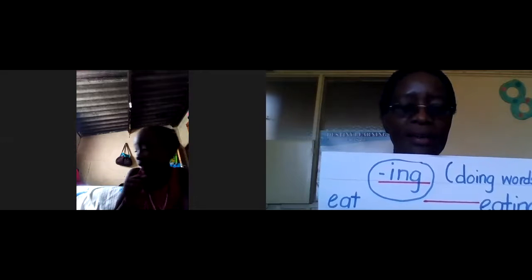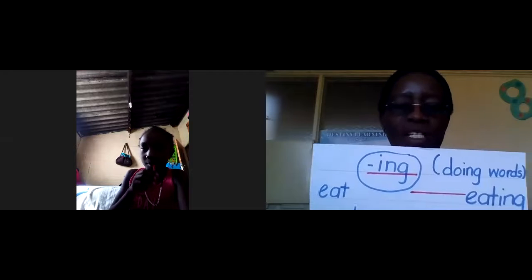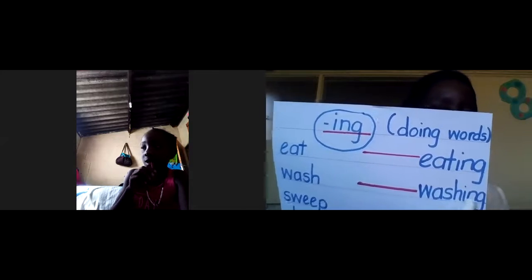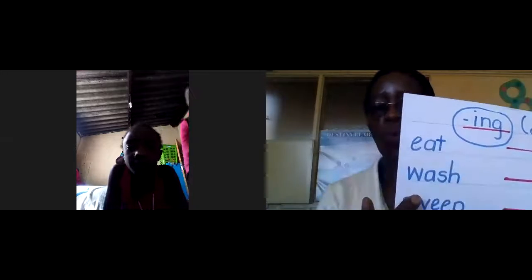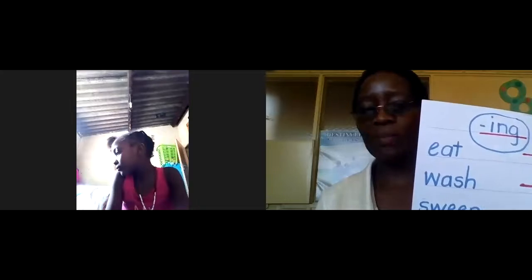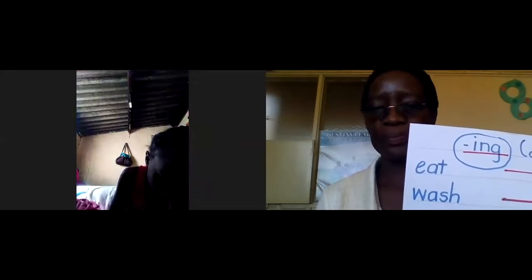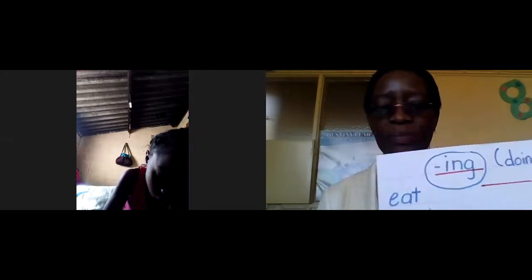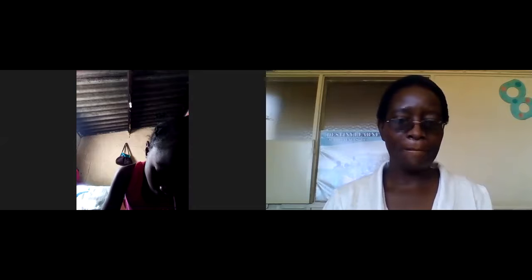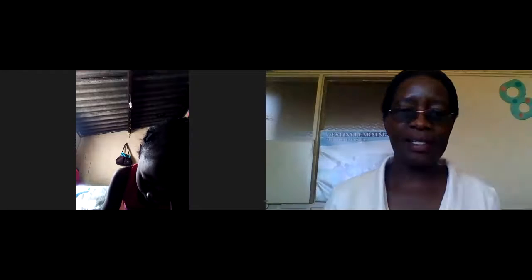All right, Alwande, now let's go to wash. Then from wash you get washing. You add ing. Can you copy the word wash? Someone is disturbing you there. Alwande, can you write the word wash? Eat, eating. What about wash? You've copied the word wash? Yes. Now, can you form washing? Yes, write it down. Let me see your word. Wash, washing. All right. So eat, eating, wash, washing.